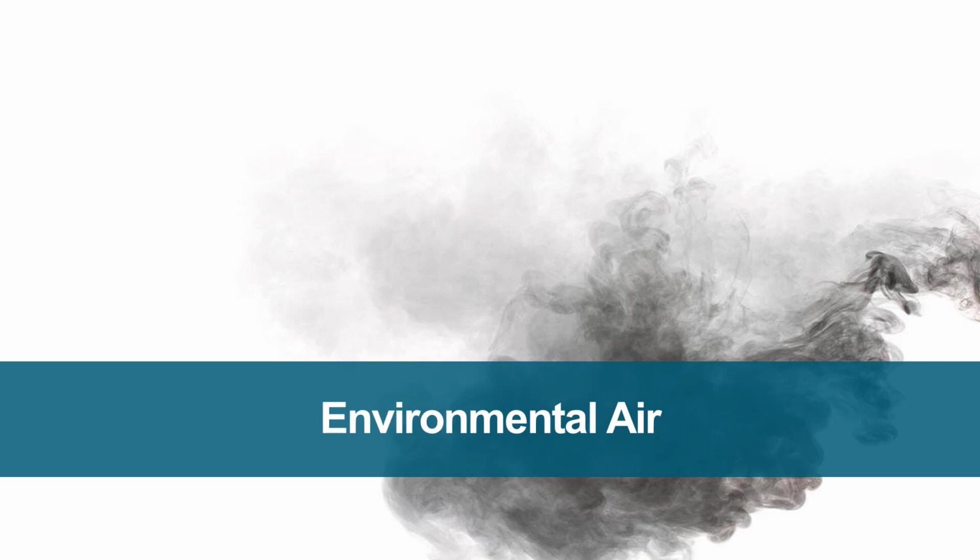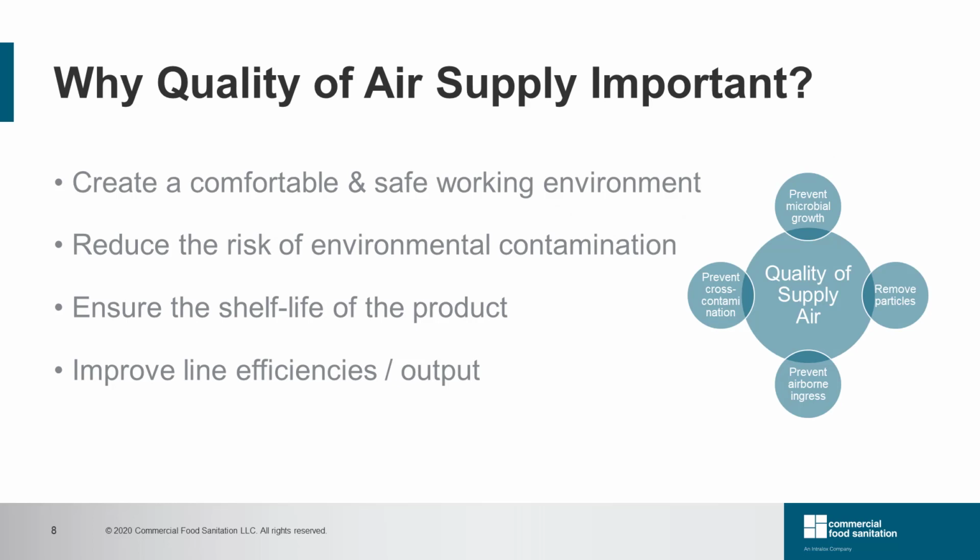Now, let's take a look at control measures for environmental air. Why do we care about air quality in the production and processing environment? First, air quality is important for creating a comfortable and safe working environment for employees. People safety should always come first, and pollutants such as dust should be removed by using proper filtration.